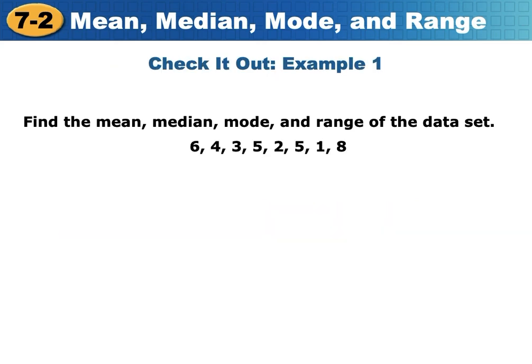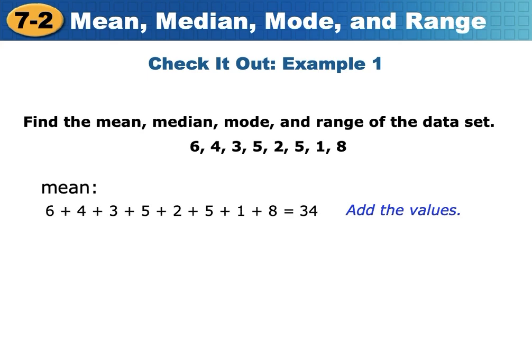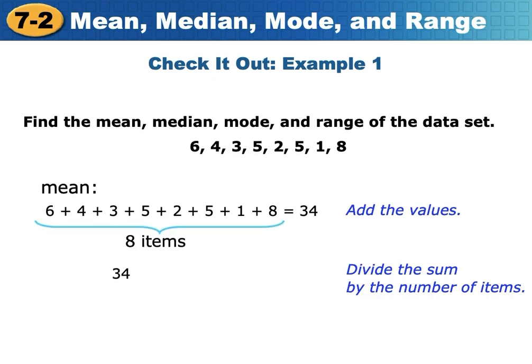Now to find the mean here, you can do this as well, just the way we did previously. We add the values. Having added them, we get 34 here. Then we need to divide this sum by the number of items that we added. There are 8 items in this case. So you divide by 8, then we get 4.25.